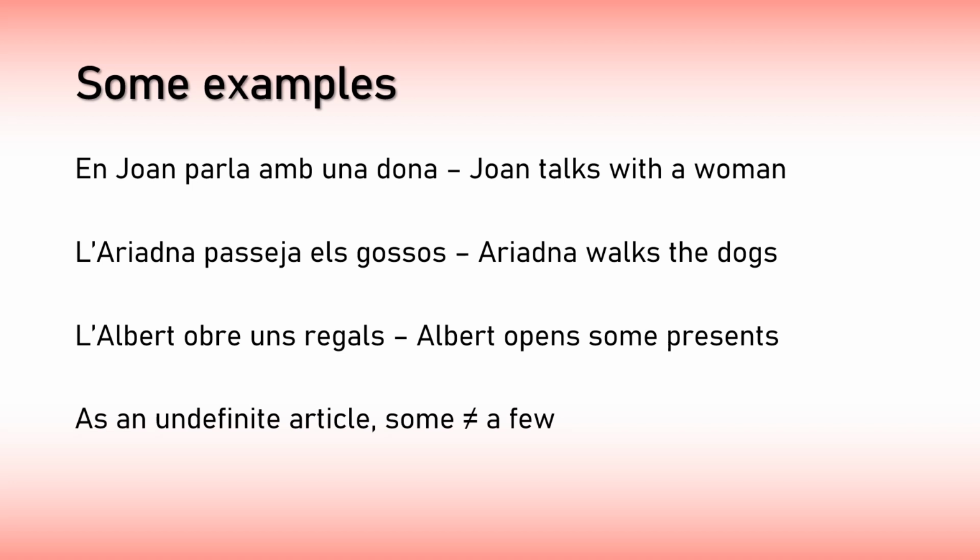L'Ariadna passeja els gossos. Now in this case, as you can see, Ariadna starts with an A, with a vowel, so you use an apostrophe, l'Ariadna. And in this case, you are referring to a specific group of dogs. So instead of saying uns gossos, which would be indefinite, you say els gossos, which is definite, the dogs. You know which dogs you are referring to.